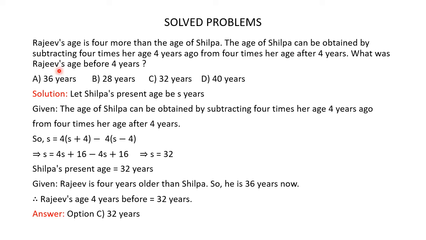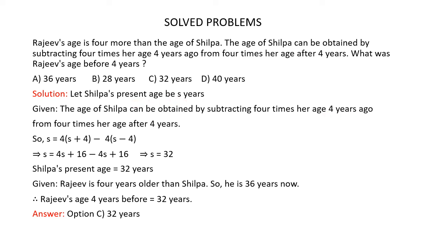So for this we have to first find Rajiv's present age. It's given that Rajiv's age is 4 more than the age of Shilpa, but we do not know Shilpa's age. So let Shilpa's present age be S years. It's given the age of Shilpa can be obtained by subtracting 4 times her age 4 years ago from 4 times her age after 4 years. Now Shilpa's present age is S years.